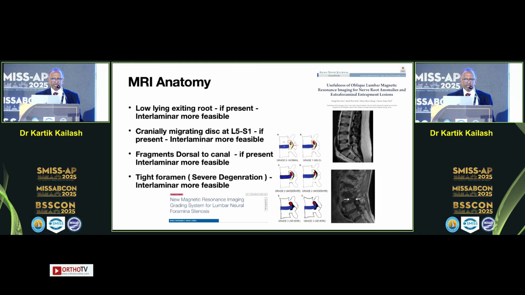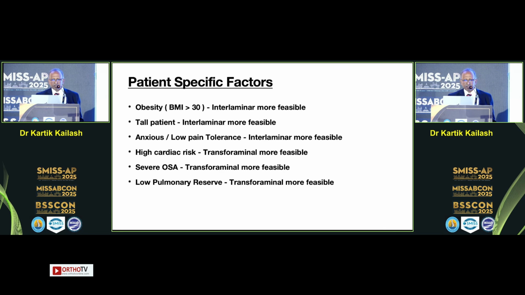MRI, you have to look at it very carefully to decide what kind of a disc is there. Again, the tighter the foramen, the more severe the degeneration, interlaminar becomes more feasible as compared to transforaminal. Patient-specific factors, again, obesity makes interlaminar easier. Tall patients, interlaminar feasible. High cardiac risk, low anesthetic risk, you could do a transforaminal. Severe OSA is transforaminal.